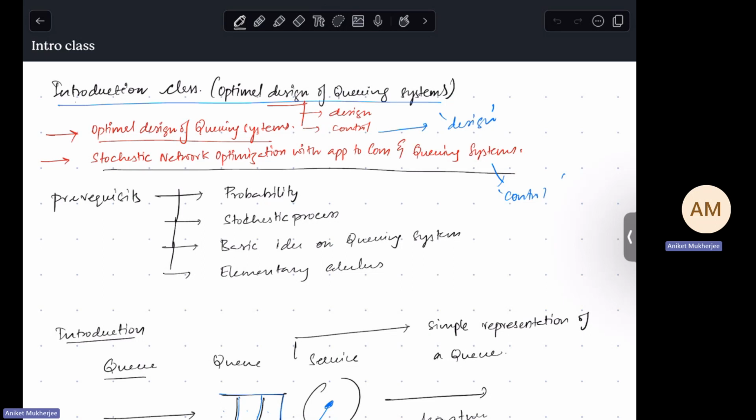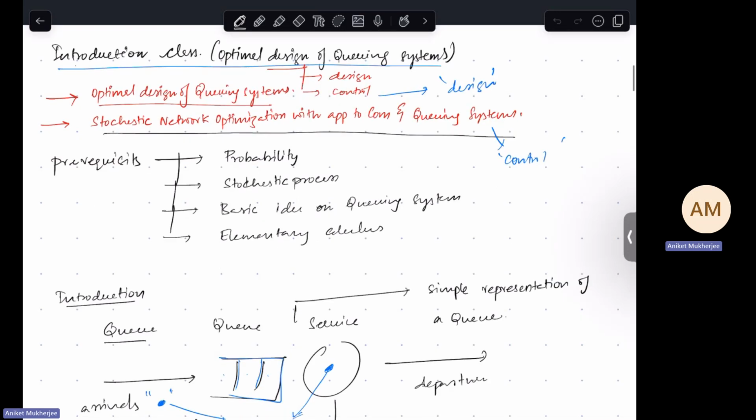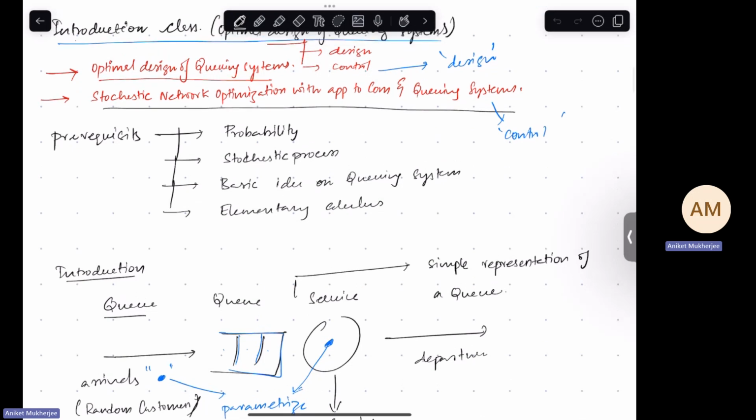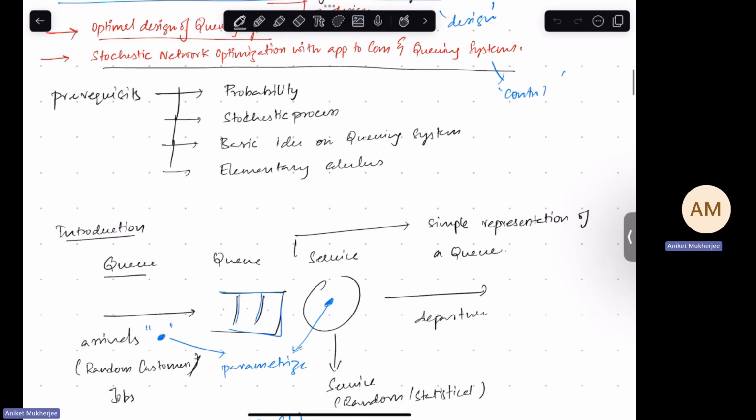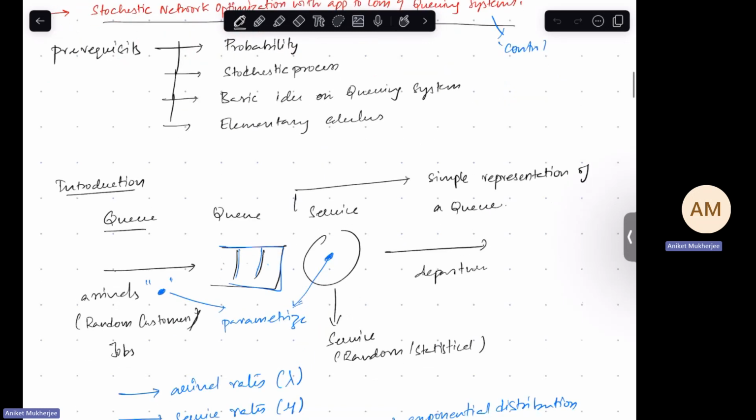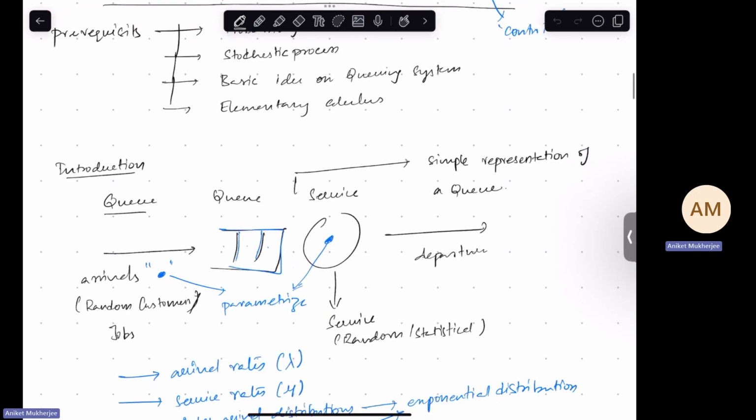So we'll be mainly following two books. One is Optimal Design of Queuing Systems, and the other is Stochastic Optimization with Application to Communication Queuing Systems. Prerequisites for this course would be probability, statistics, stochastic processes, basic idea of queuing systems, elementary calculus, and so on. So first we introduced what a queue is.